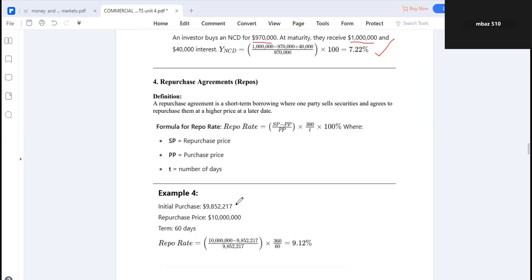So in an example that we have here, suppose we have a repurchase price of 10 million, and we're given our initial purchase of 9 million. Okay, then the terms of maturity are 60 days. So according to our formula, SP, the repurchase price, which is 10 million, minus PP, which is the initial purchase price, 9 million, over 9 million times 360 over 60 days. So here we get our value of the repo at 9.12%.